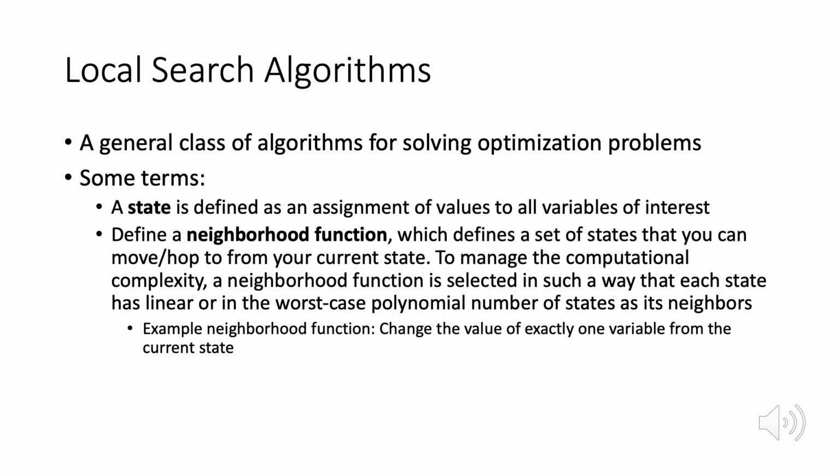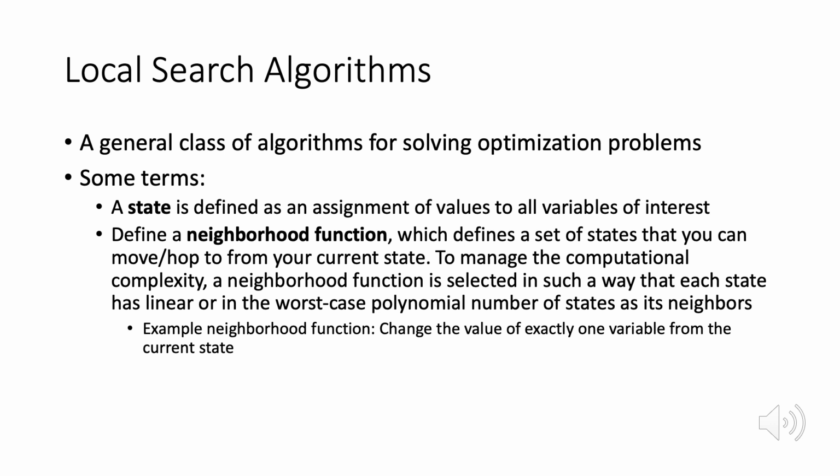We define a state in local search as an assignment of values to all the variables of interest. Thus, if you're interested in 10 binary variables, then a state is a 0, 1 vector, or a bit vector of size 10. The second definition is that of a neighborhood function. A neighborhood function associates a set of states called neighbors to each state.